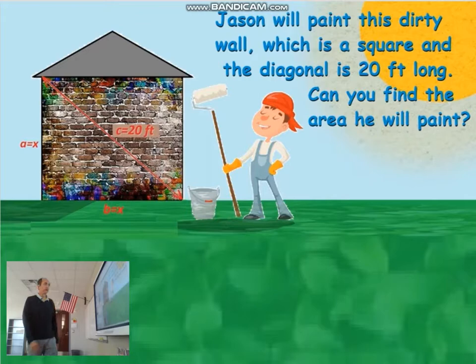And there's a puzzle, a math puzzle. Jason will paint this dirty wall, which is a square. The diagonal is 20 feet long. Can you find the area he will paint? Have a look, and we will talk about something you probably already know, but we will talk about it today, and it will help you to solve this puzzle, okay? Think about how to find this area.